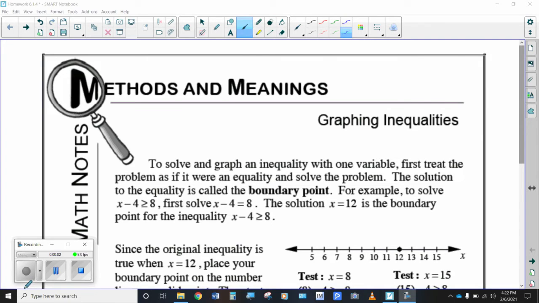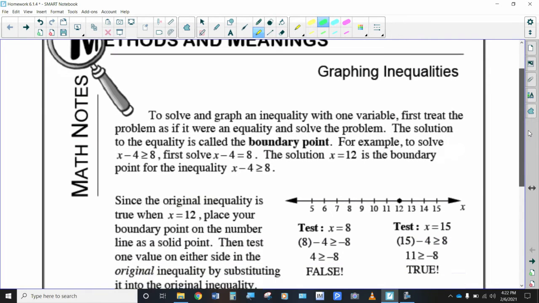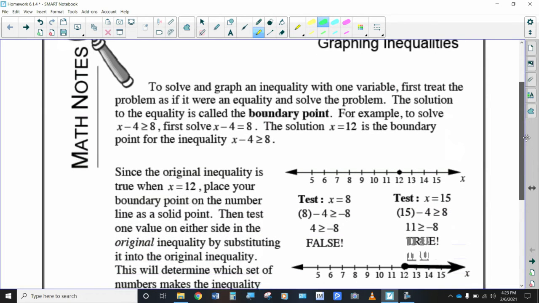Alrighty, let's take a look at our homework for lesson 6.1.4, starting with the M&Ms. For graphing inequalities, there's a process that we go through, and one of the processes is when you're given an inequality, treat it like it's an equation, okay? When you solve the equation, solve for x, you're going to know what your boundary point is for your graph, for your solutions, for your inequality.